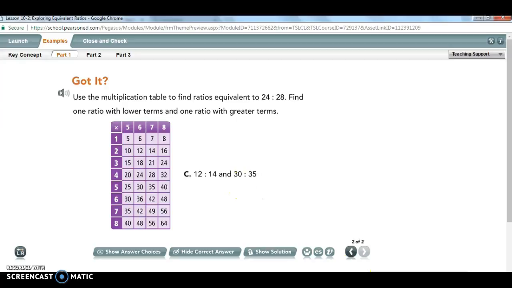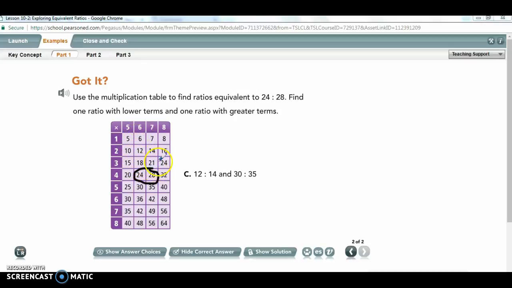So again, we wanted to find 24 to 28. So here's 24. Here's 28. Even though they're kind of sideways compared to what we were looking at before. So before we were looking at numbers that were on top of each other. These numbers are on side of each other.